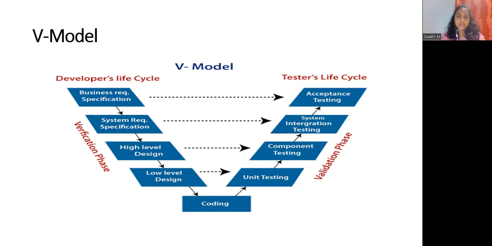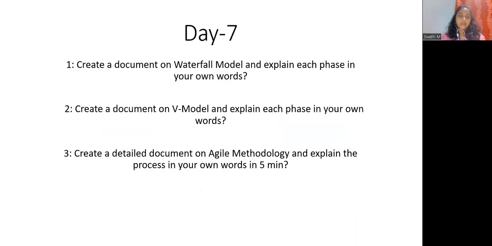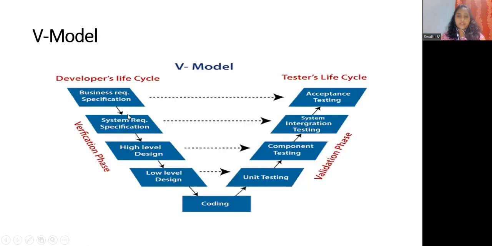And next, the final phase is acceptance testing in the tester's life cycle. So here, the business requirement includes testing the software product in the user environment. So let's move to the next question, that is the third: create a detailed document on agile methodology.